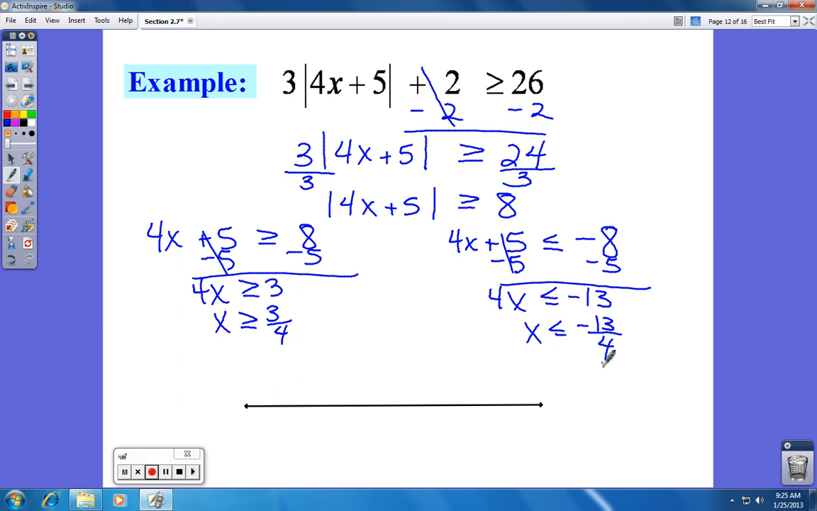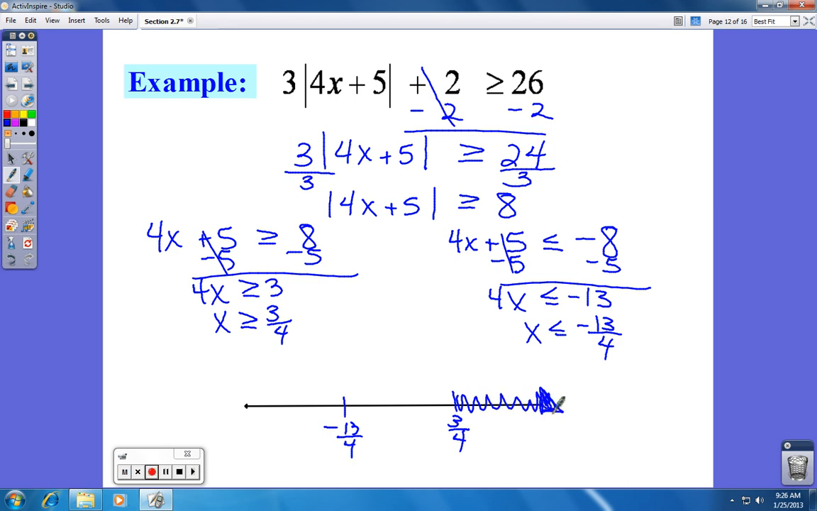But remember, with inequalities, we have to graph on a number line, shade, and then determine what our intervals will be. So let's place our two numbers here on the number line. -13 over 4 comes first on the number line, and 3/4 will be to the right. This inequality tells us that x is greater than or equal to 3 over 4. So if we look at 3 over 4, greater than is to the right. So we're going to shade to the right.